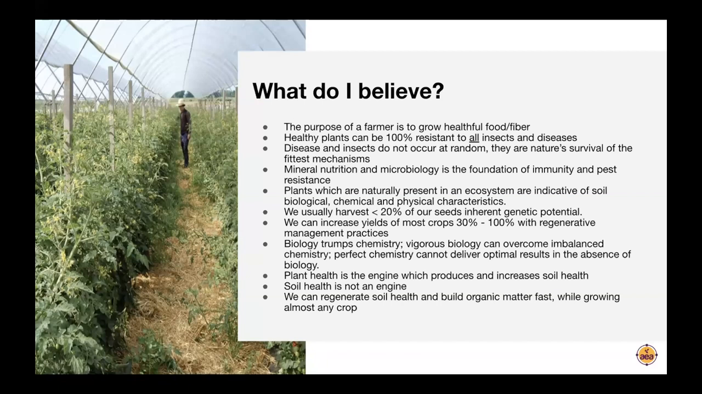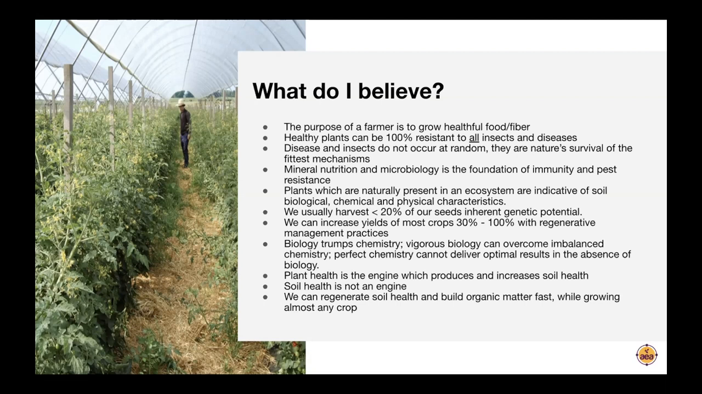So what we have observed is that when you have really active and really healthy, vigorous soil biology, it can overcome a lot of imbalanced chemistry problems. But if you do not have good biology, you can have the absolute perfect chemistry profile. You can have the perfect balance of NPK, calcium, magnesium, sulfur, zinc, manganese, copper, boron, and still not be able to produce a healthy crop that is fully resistant to diseases and insects, because it takes the combination of both biology and balanced nutrition.